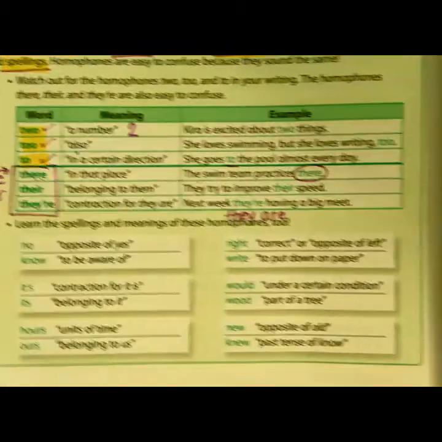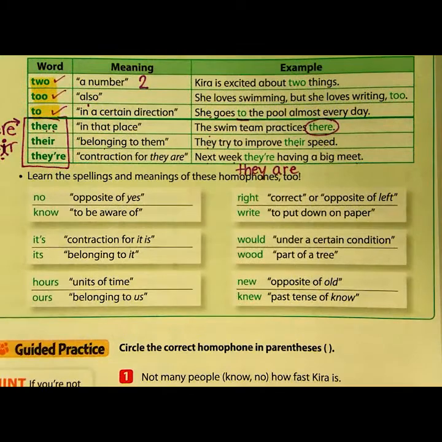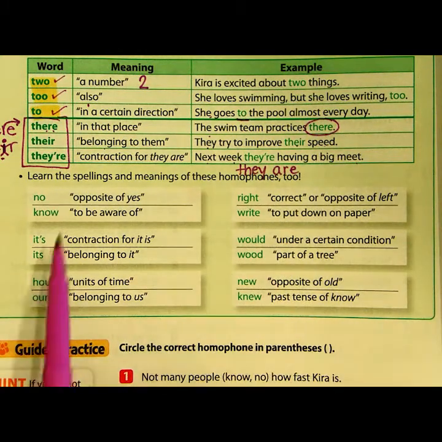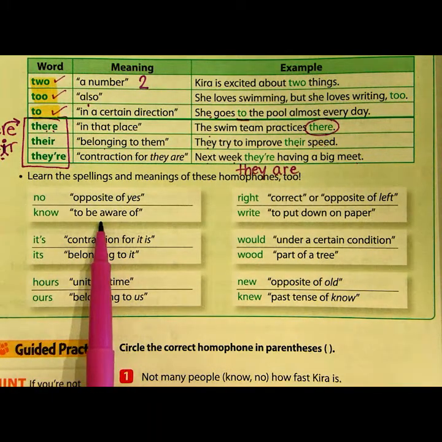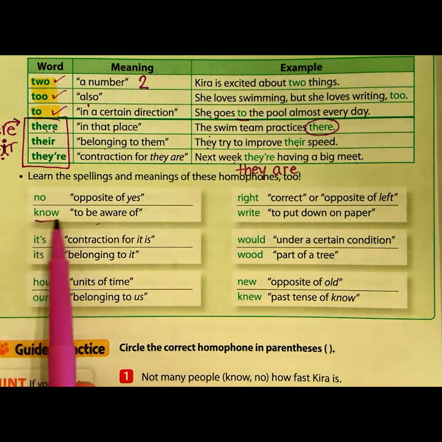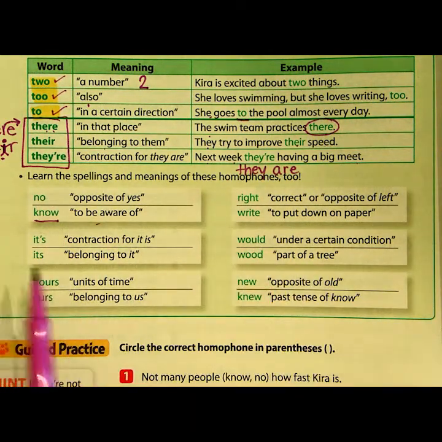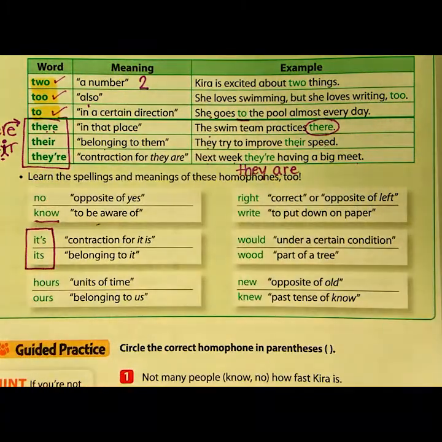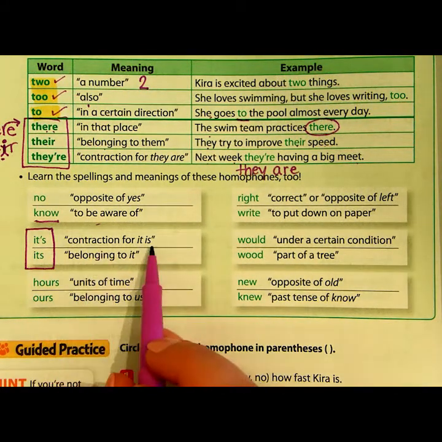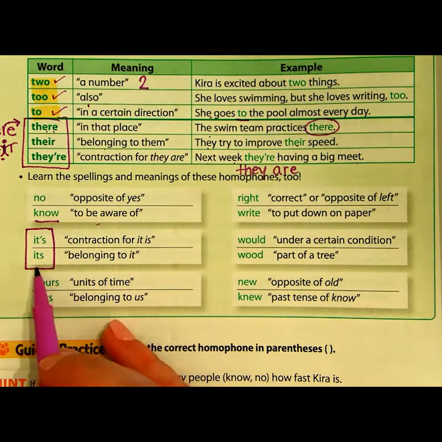Now, here are some others that we often encounter in 4th grade as well. No and know, right? We know that this means the opposite of yes, and know means like, I know that you are going to do really well with this. You're aware of it. It's something that you know. The next one, I know that even myself, I'm guilty of getting these 2 confused. It's and its. You have the first one with the apostrophe. That's a contraction for it is. And then its means belonging to it.